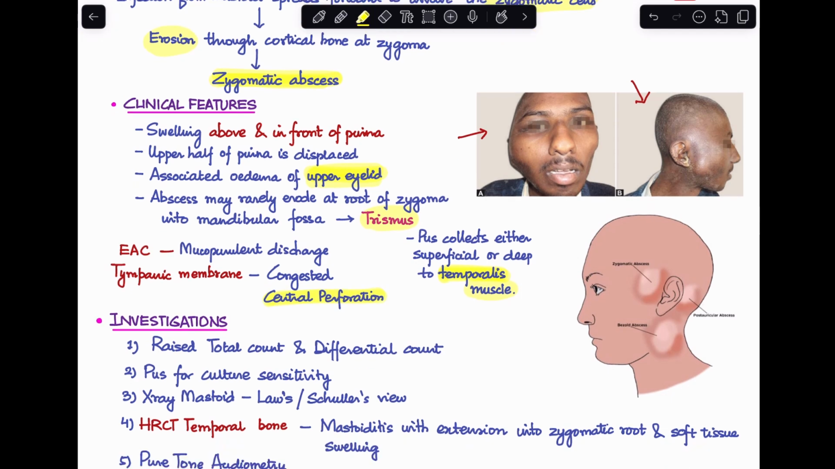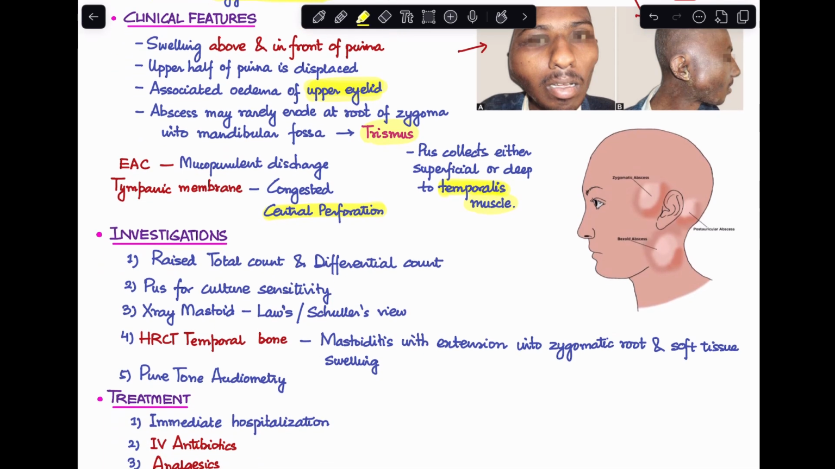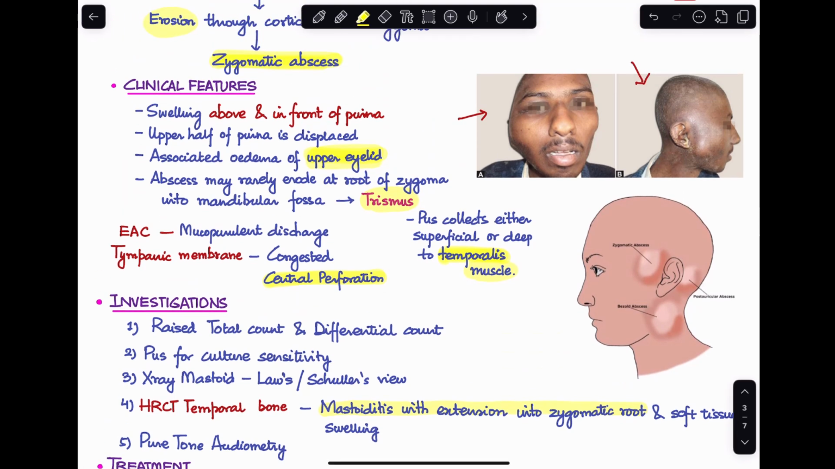On investigating, you will see that the total count and the differential count is raised. You can perform a pus for culture sensitivity, X-ray mastoid. HRCT temporal bone will reveal mastoiditis with extension into the zygomatic root and a soft tissue swelling. And when you perform a pure tone audiometry, it will show a conductive hearing loss. So it is important to remember here that zygomatic abscess forms above and in front of the pinna.